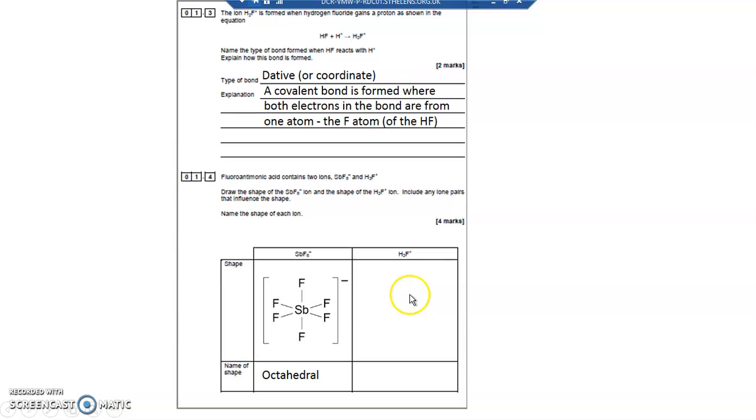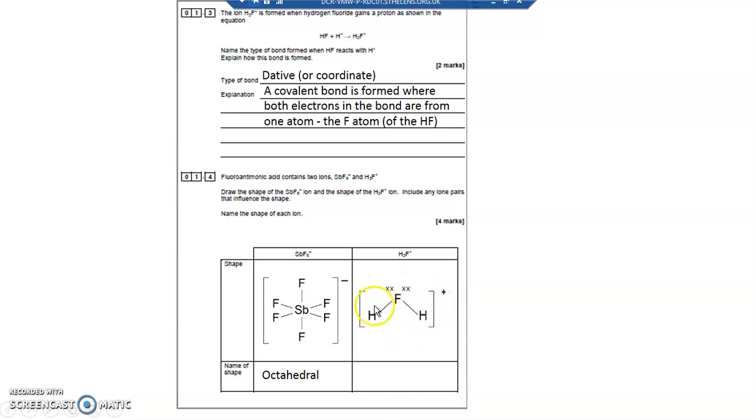H2F plus, so what's the F got? Well, F is in group 7. If it's a plus, it's lost an electron, so it's not got 7 in its outer shell now, it's got 6 in its outer shell. If it's got 6 electrons in its outer shell, 2 are involved in bonding pairs, it puts an electron in each of these covalent bonds, so 2 bonding pairs. It had 6 in its outer shell, 2 bonding pairs, it's got 4 left over, it's got 2 lone pairs. So that's how we draw it.